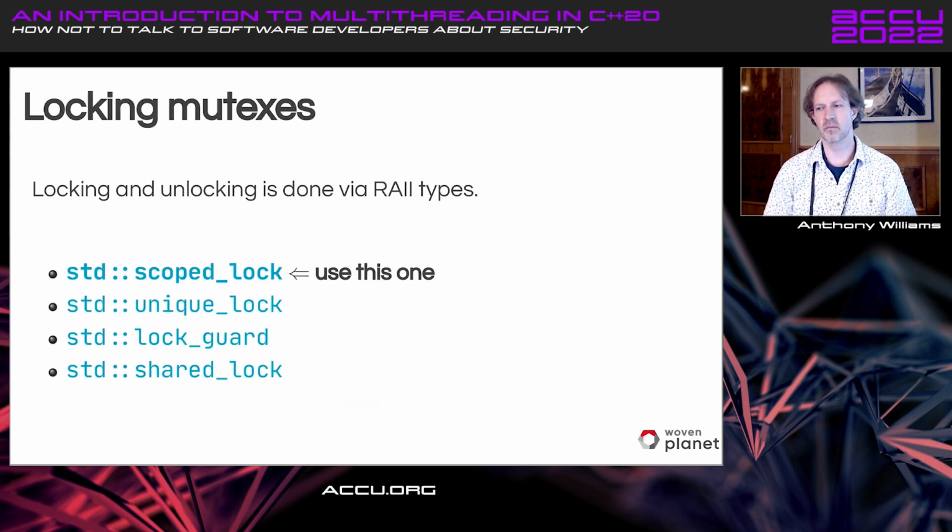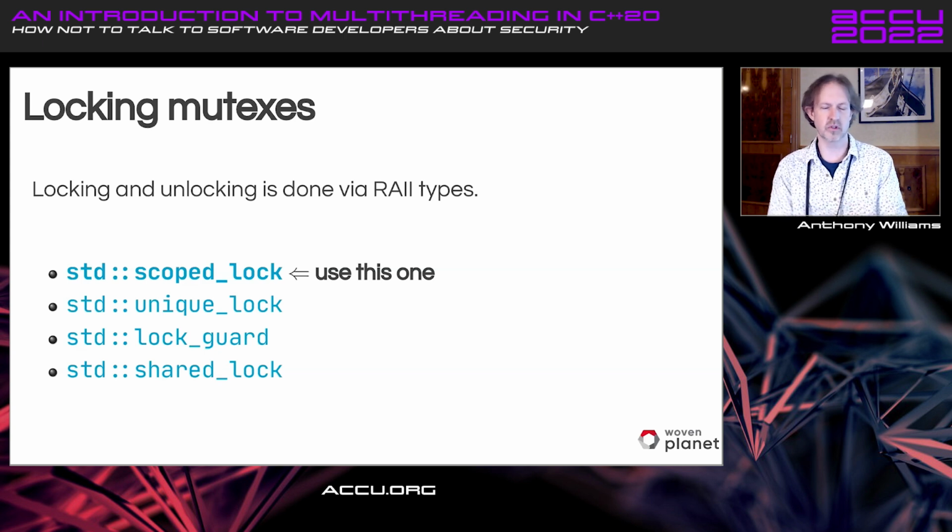Likewise, for locking and unlocking, we have nice RAII types. We have 4 of these. Again, use scoped lock unless you have a very good reason not to. The one at the bottom, shared lock, is the read side of the shared mutex.